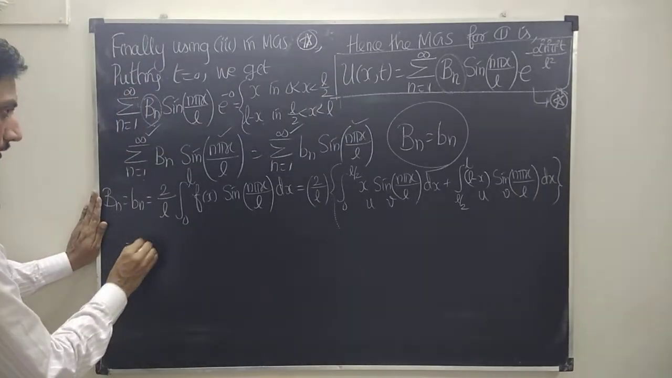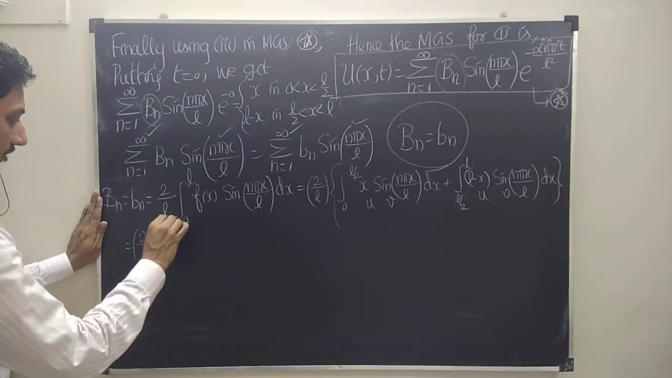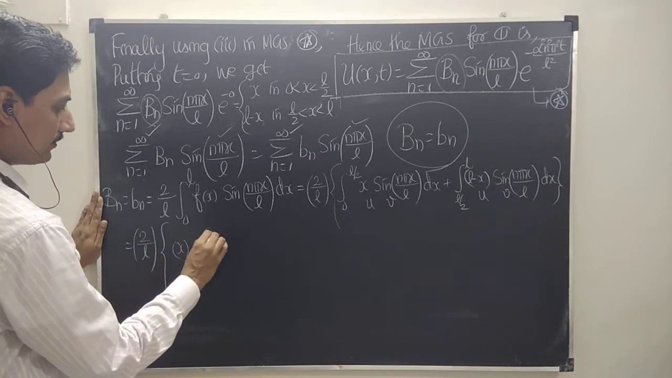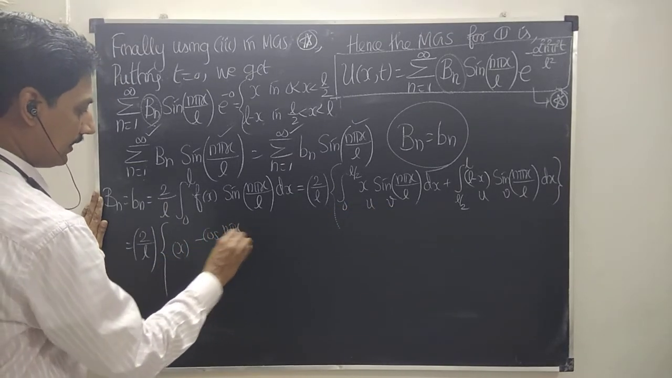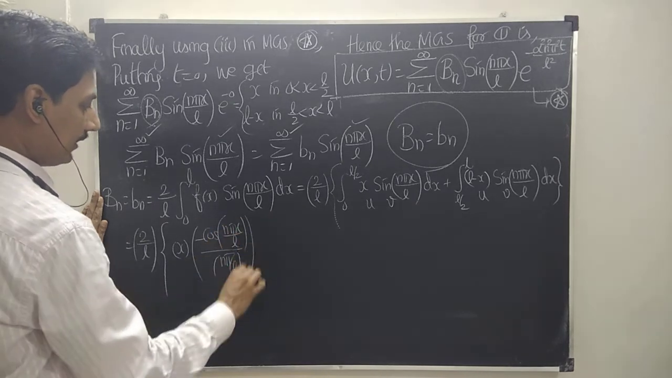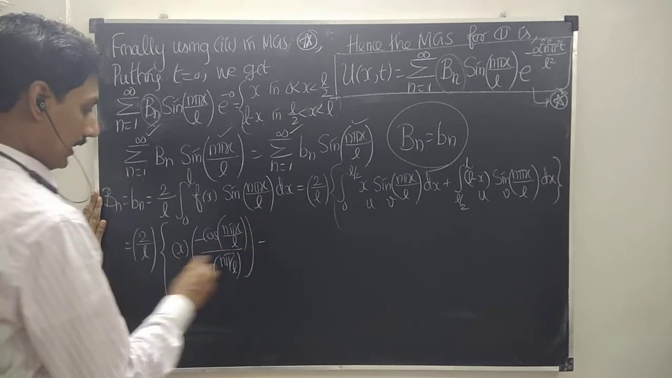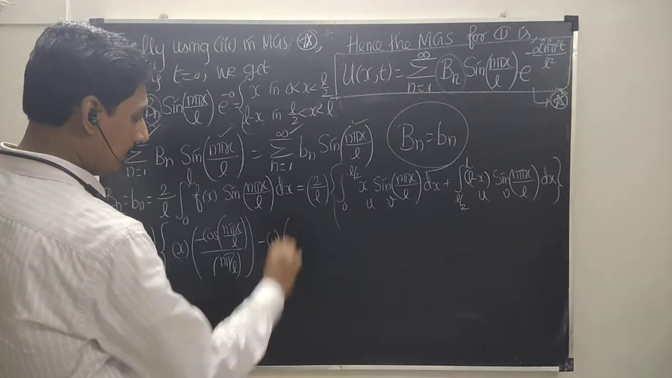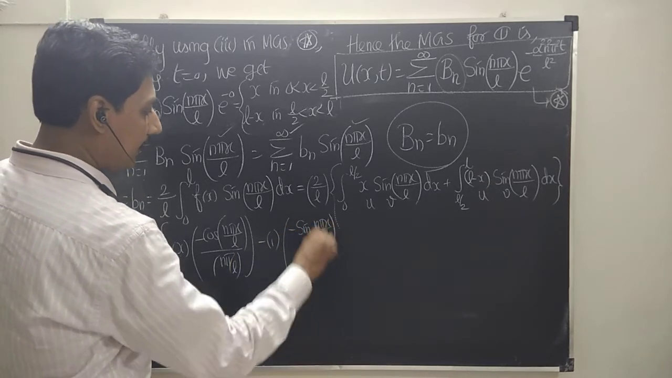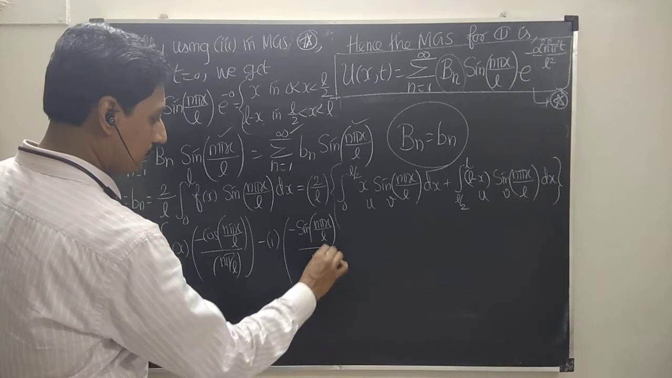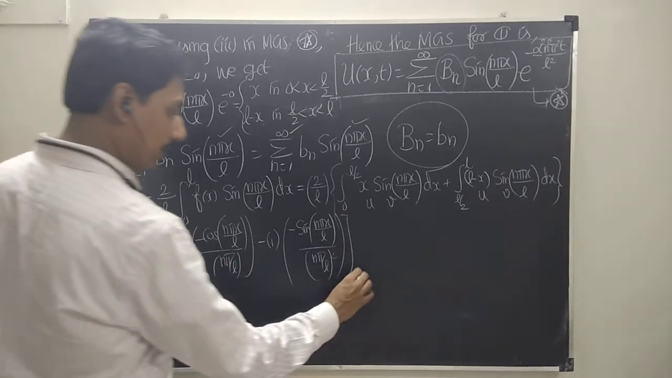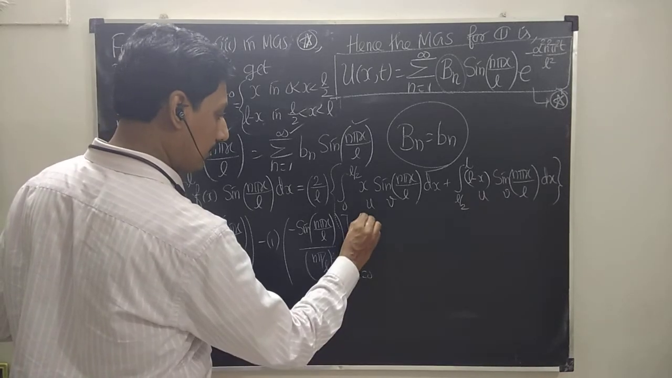So let us take 2 by L outside. I go for the first integration for this term. X sin becomes minus cos n pi x by L by n pi by L, minus, by the Bernoulli formula, x differentiated with respect to x we get 1, and integrating this we get minus sin n pi x by L by n pi by L the whole square. What about the next term? Next term is 0. So let us close the bracket, with the limit for x from 0 to L by 2.